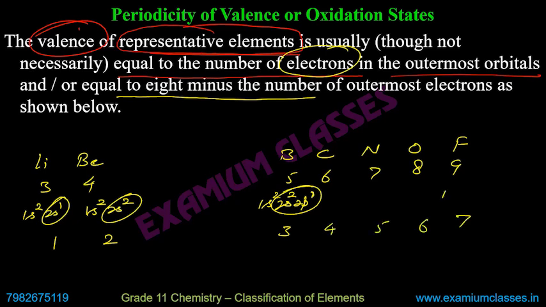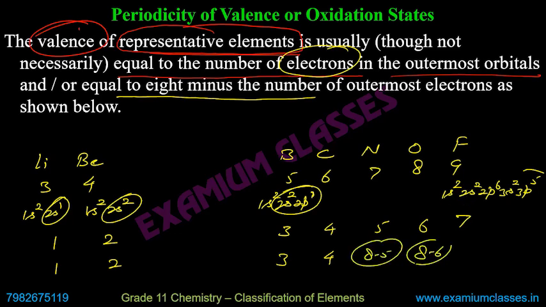For example, for fluorine, it will be 1s2, 2s2, 2p5. So in the valence shell, you have 7, 2 plus 5, 7. So valency is either whatever you have here, or if it is greater than 4, then 8 minus this one. 8 minus 5, 8 minus 6, 8 minus 7: 3, 2, 1. So that is the definition of valency.